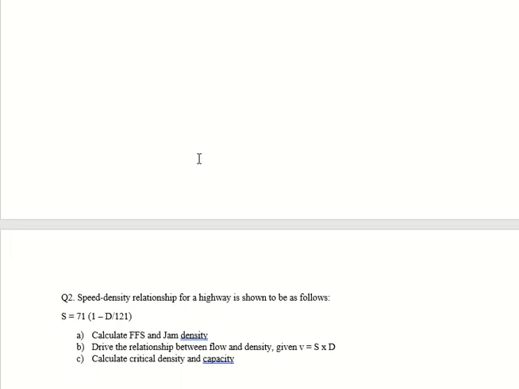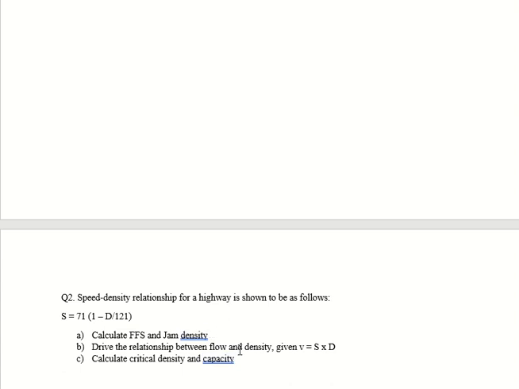The speed density equation we have, and then we are required to find out, first of all, free flow speed and jam density, and then we are required to find out the relationship between flow and density, and then find out critical density and capacity using the equation which we already have.